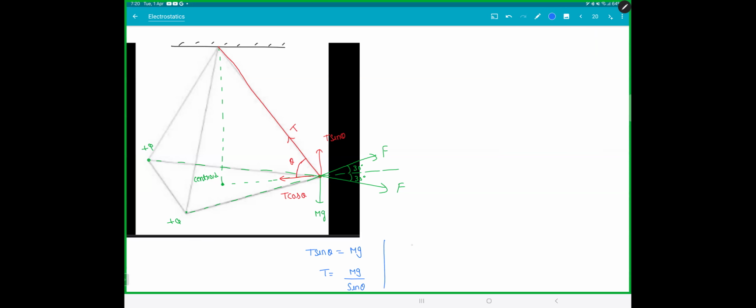And in the horizontal direction, T cos theta is balancing the 2 forces whose resultant is 2F cos 30. So T will be mg by sine theta. So this will become mg cot theta. This is 2F cos 30. F will be kq square by l square because it's an equilateral triangle, all sides are l, into cos 30. Now from here I can solve and I can get the q value. Now the question is how to get that theta.